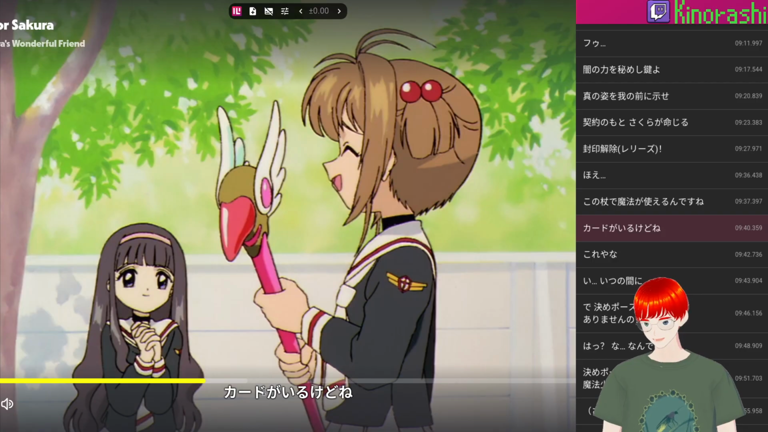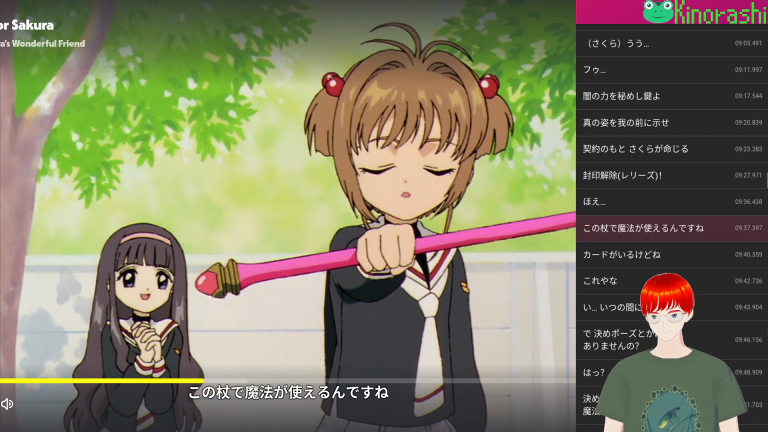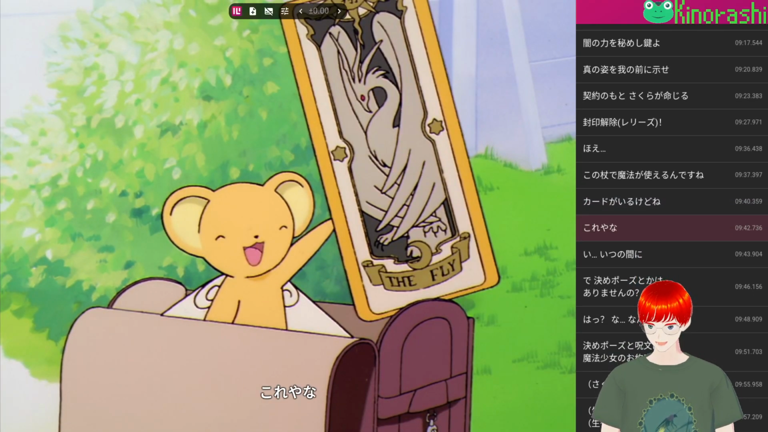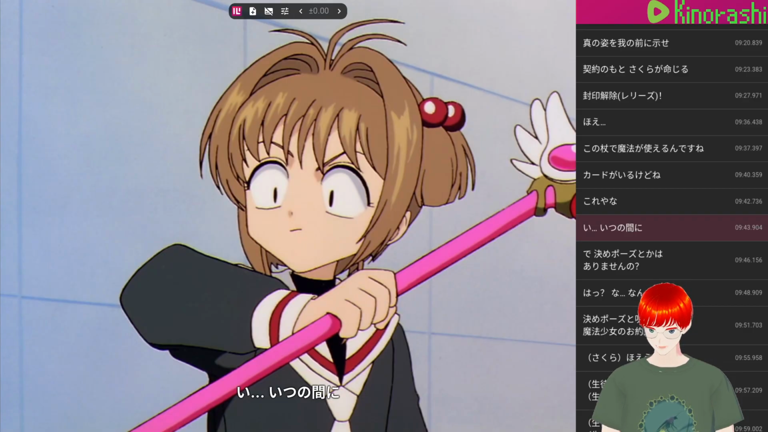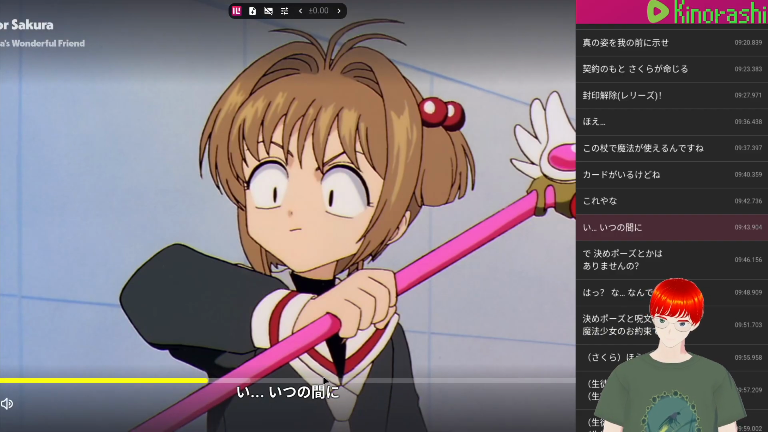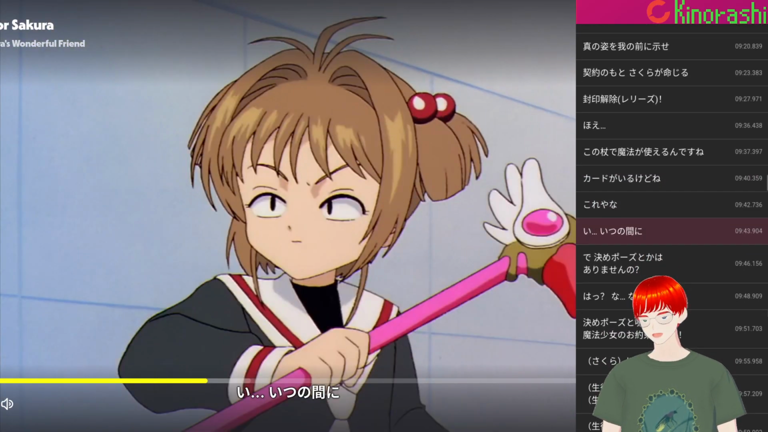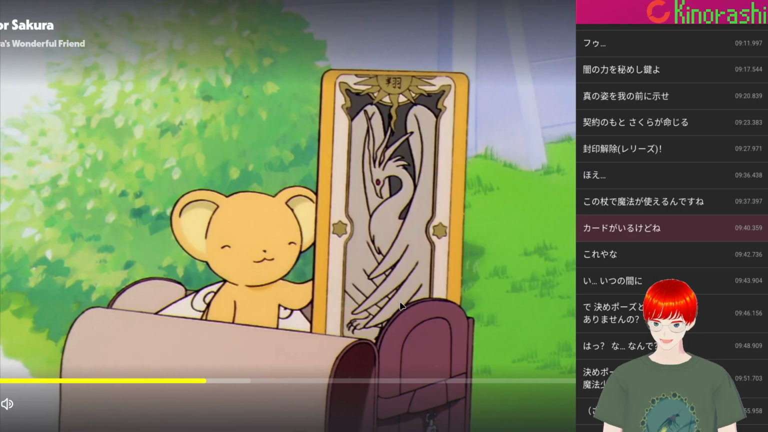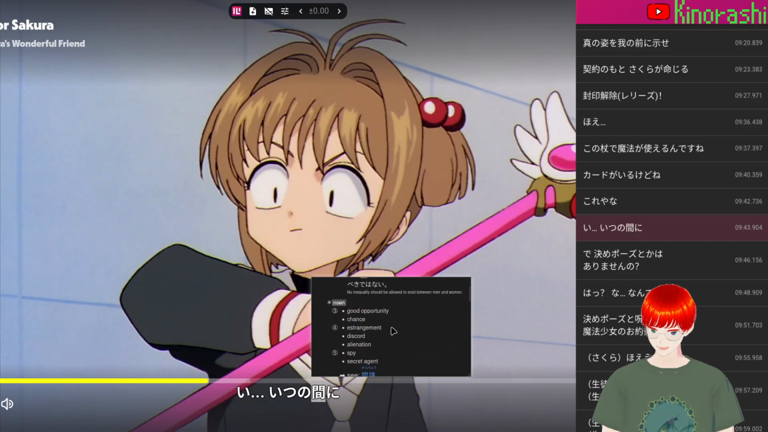Although. Yeah, another example of how words in Japanese are not one-to-one replacements for words in English. Card ga iru kedo. これやな, this? いつの間に. What word did she use? Sounded like she said man.